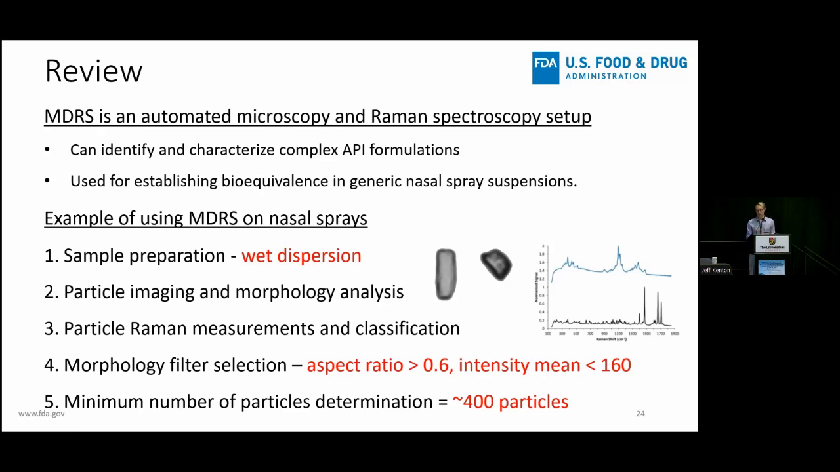We also covered morphology filter selection. So what we ended up with was an aspect ratio of greater than 0.6 and an intensity mean of less than 160 to isolate the API from the excipient. And then we determined the minimum number of particles to be about 400.